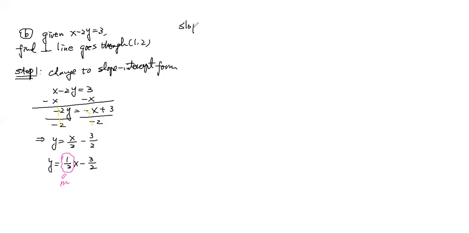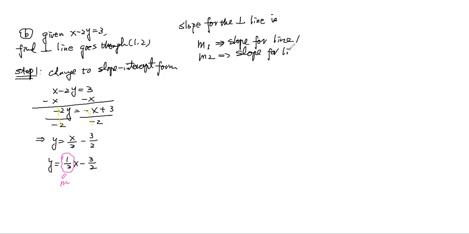The slope for the perpendicular line is the reciprocal of the line's slope times the negative number. If M1 is the slope for line 1, and M2 is the slope for line 2, then we know that M1 times M2 equals negative 1. That means you flip it and then put a negative sign.